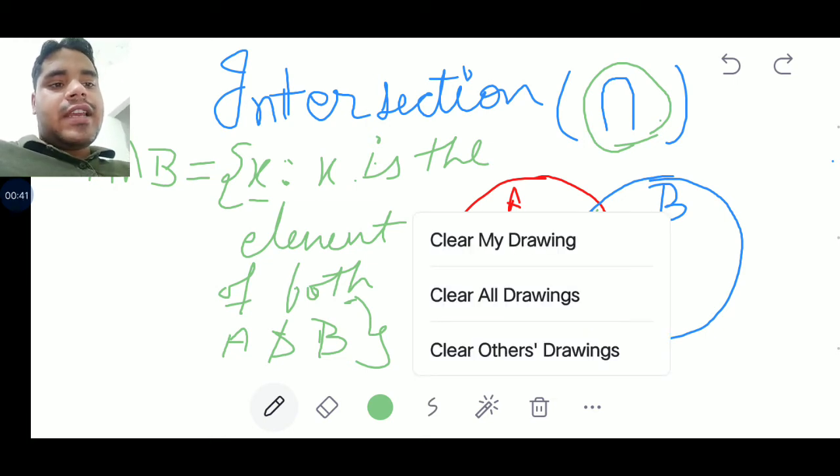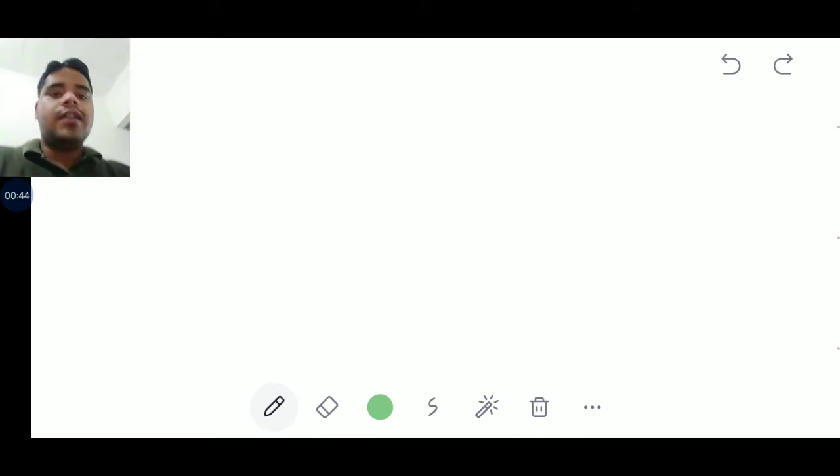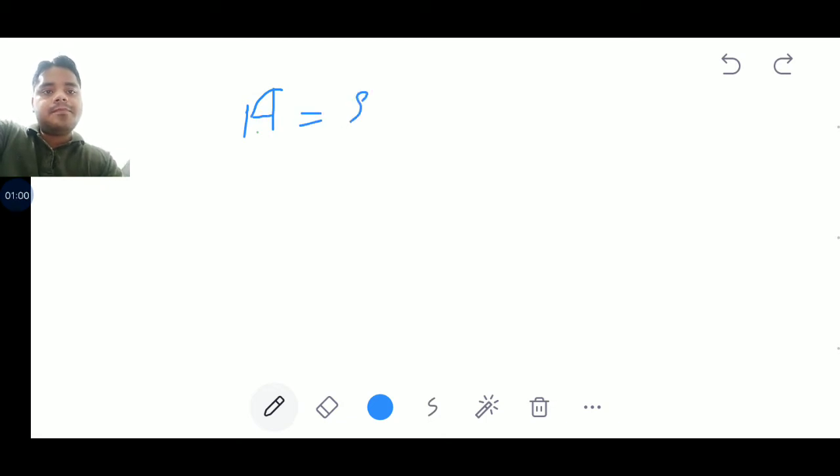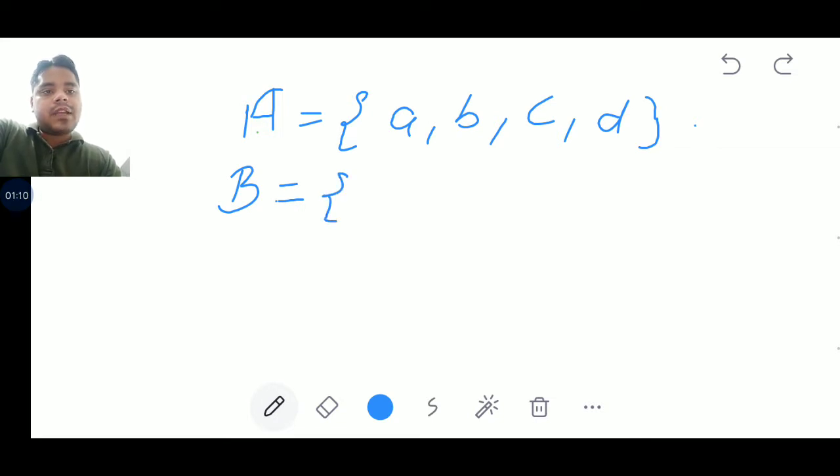ठीक है, so let's take an example. Let us say I am having two sets, set A which is equal to A, B, C, D, and set B, you can say that A, B, C. एक और सेट ले लेते हैं, C set which is set A.